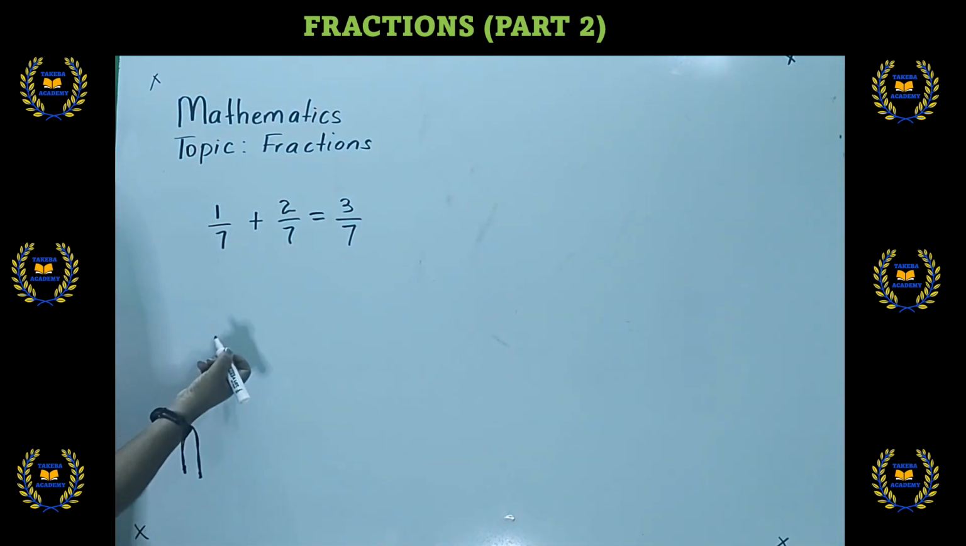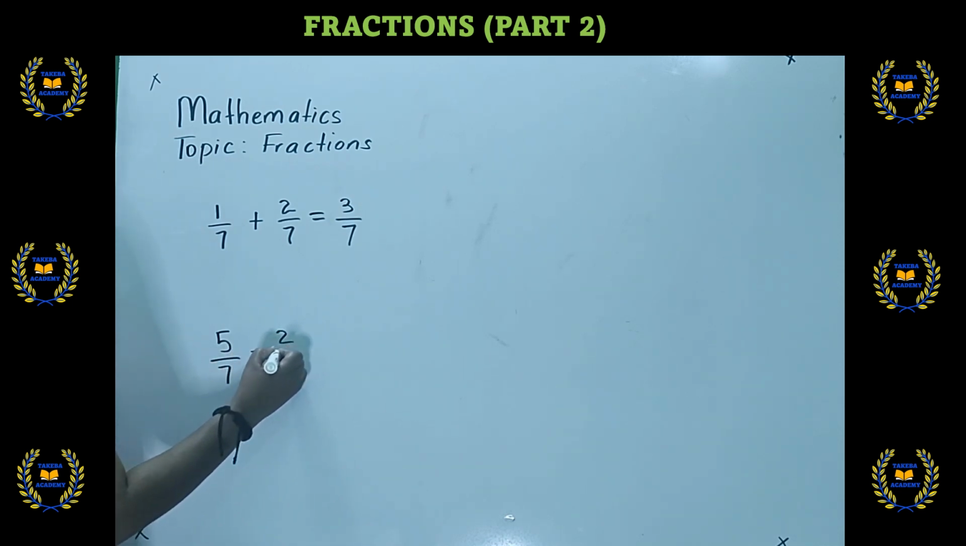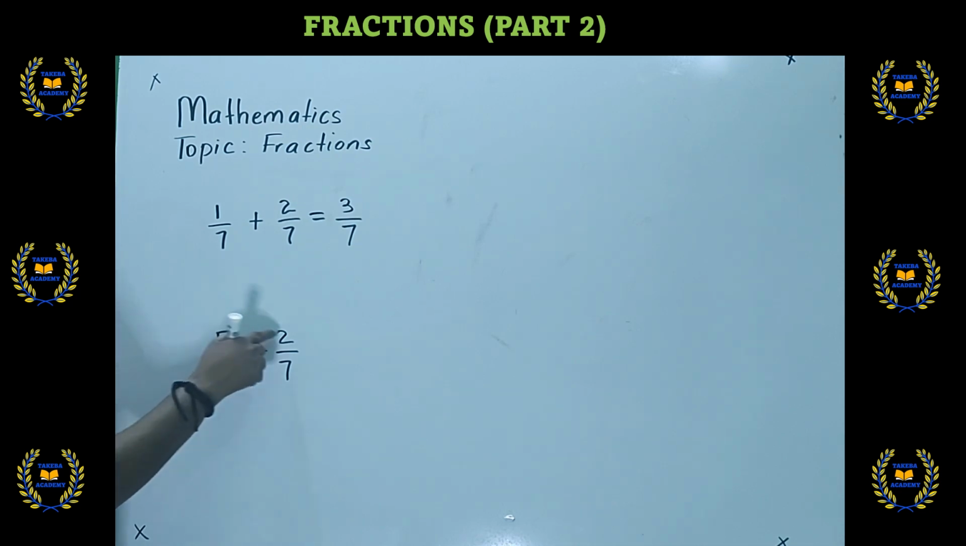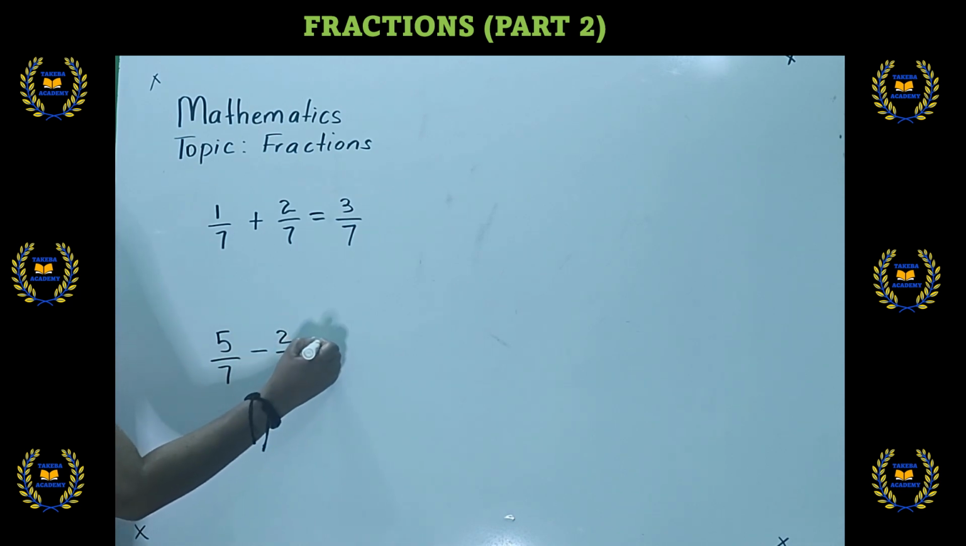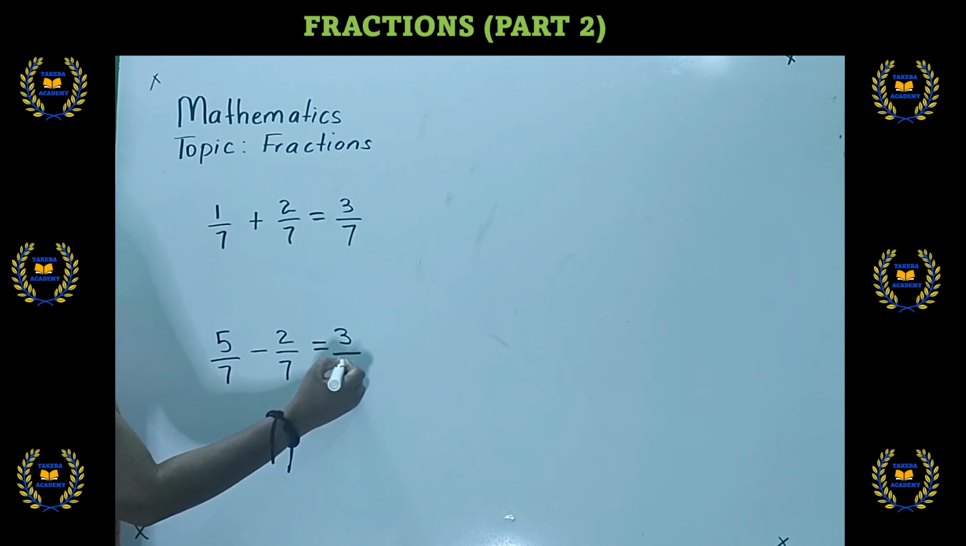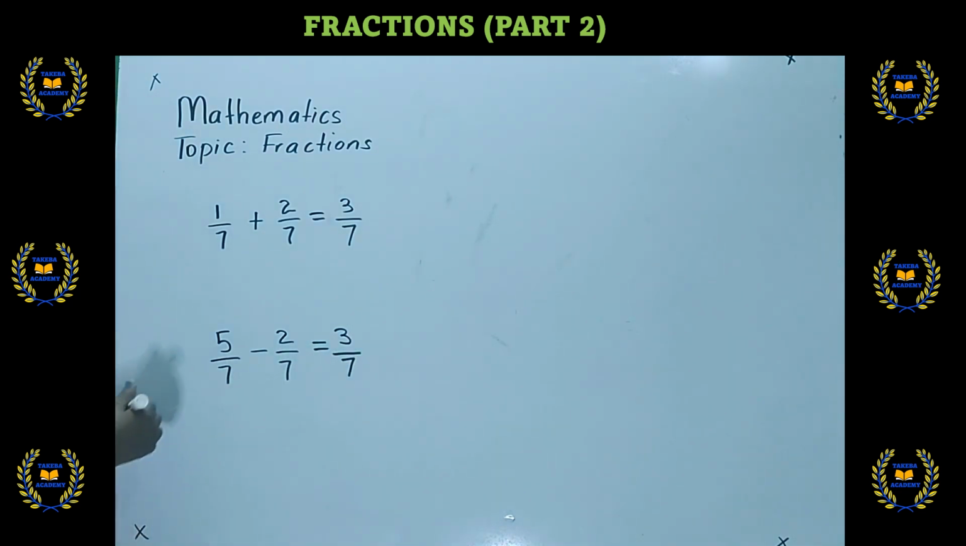Okay, let's do an example with subtraction. I'm just trying to show you that the process is the same except for the sign. So 5 over 7 minus 2 over 7. Again, we can subtract fractions when the denominators are the same. We simply subtract the numerators. So 5 take away 2 equals 3, and that goes over the original denominator. So 5 over 7 take away 2 over 7. The answer is 3 over 7.